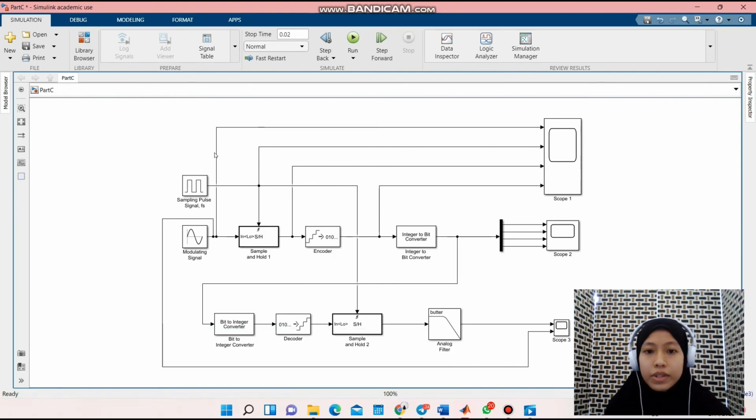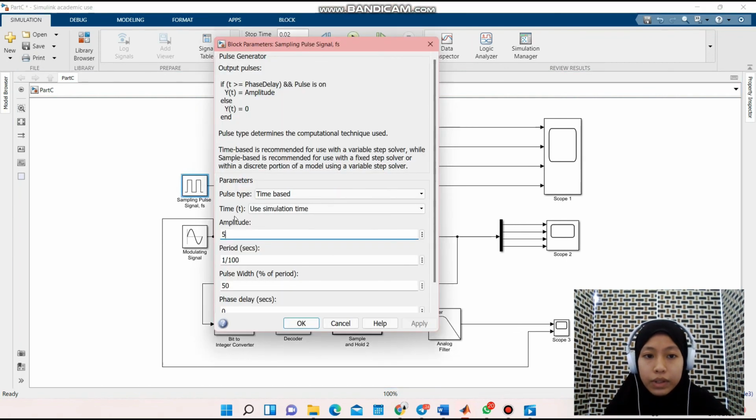So now I will present the next part, which is part C. Sampling for MT is lower than the minimum required according to Nyquist. So this is our circuit. For part C, the sampling frequency needs to be set less than 2 FM. That means the sampling frequency must be less than 200. So here I have set the period to 1 over 100.